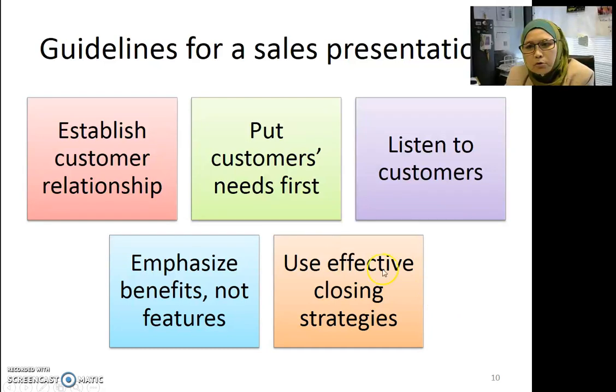Then use effective closing strategy. So what are effective closing strategies? They are normally something that will really make the audience think really, really hard. So it's like the punch, the last punch. What are the things that you would say that would actually get them to say, oh, I see the point now? It can be coming up with something really impressive that will get them to think really hard and consider buying your product. Okay, so let's move on.